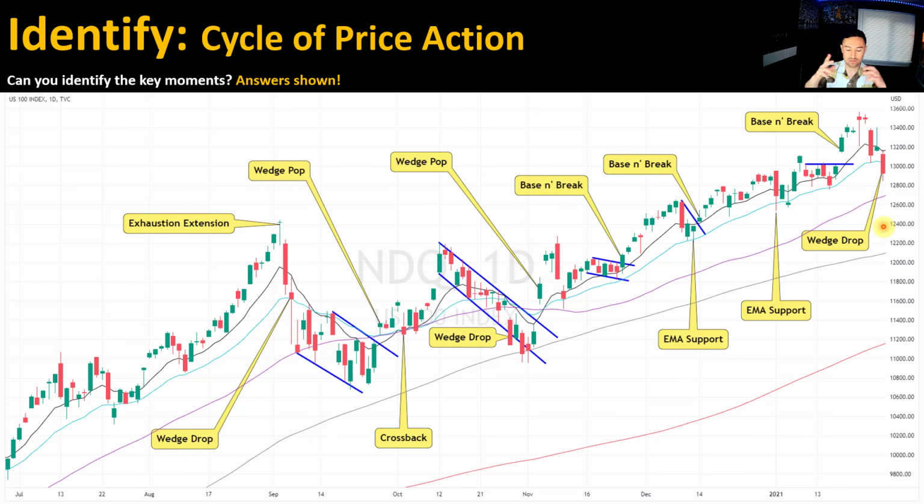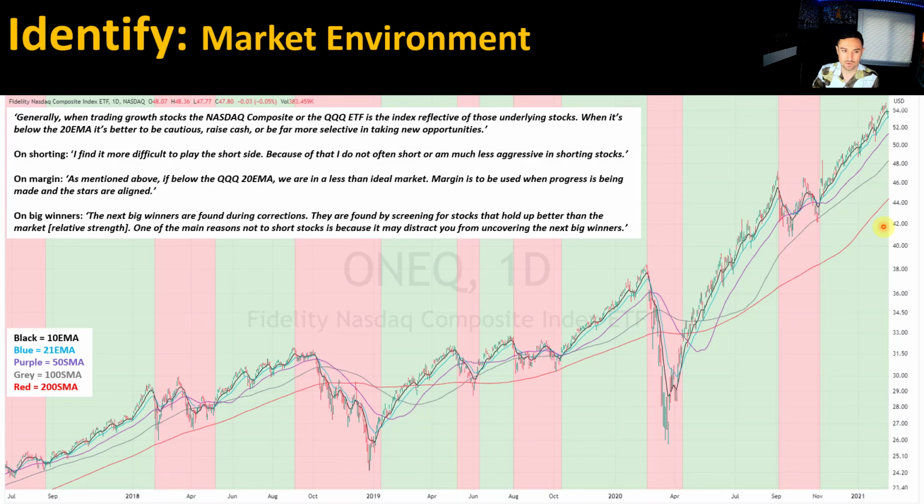So this terminology of wedge drops, wedge pops, crossbacks, exhaustion extensions, basin breaks, reversal extensions is Oliver's way of trying to decipher the kind of puzzle of the market, if you like. Now, something on the market environment, because obviously this is a momentum-based breakout strategy, so it is going to perform better in certain market environments. What are those market environments?